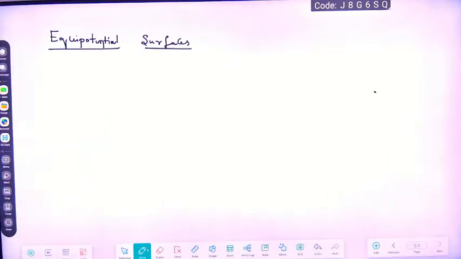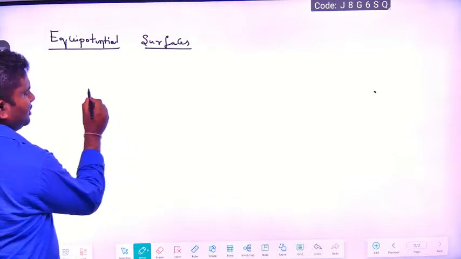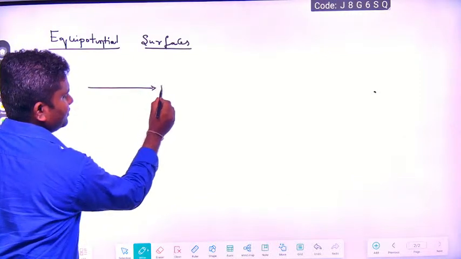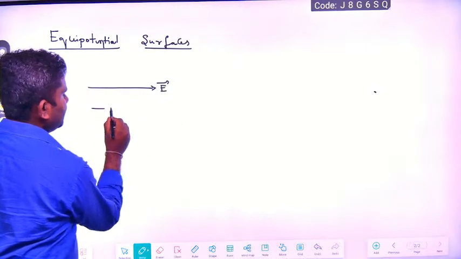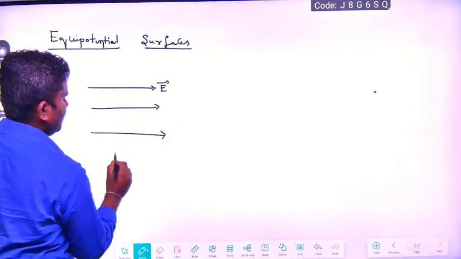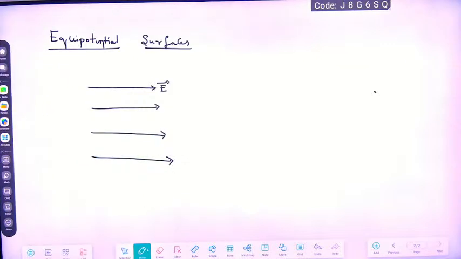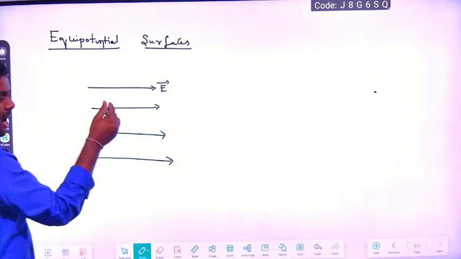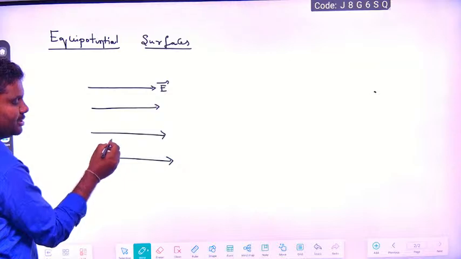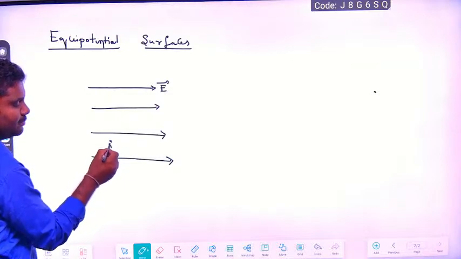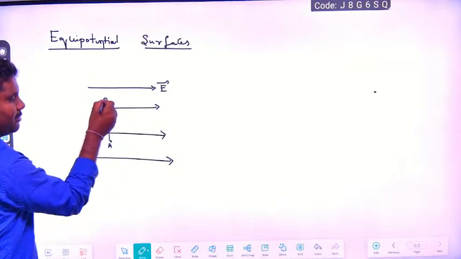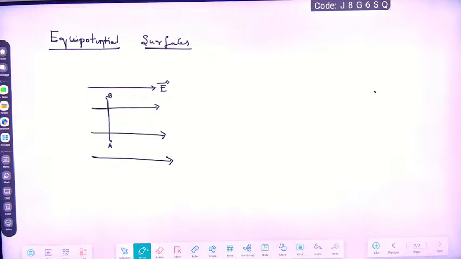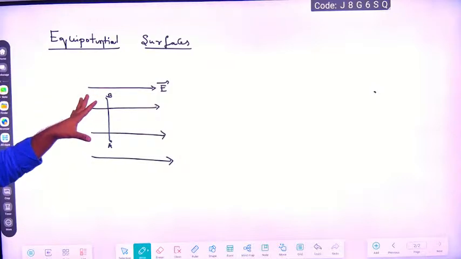Very interesting. For example, I will take electric field lines passing. Now I will move the charge with respect to these field lines, which are moving in this direction, from one point to another point. For example, this is point A, and I will move from point A to point B. These are the electric field lines.